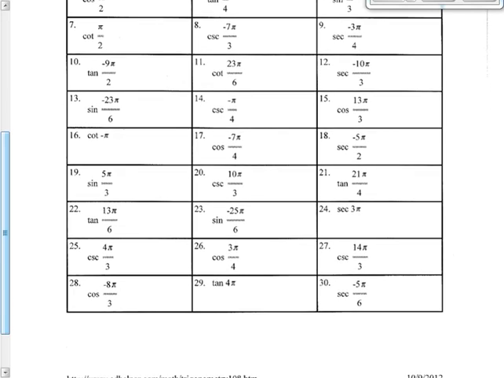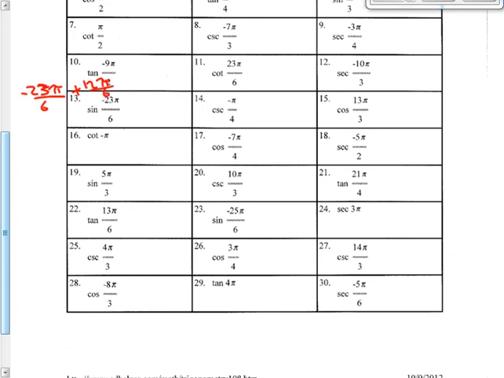So when I do, let's say one like number 13 here, I've got negative 23 pi over 6. Well, I can't necessarily find negative 23 pi over 6 just looking at the unit circle. But I can turn this negative 23 pi over 6 into a coterminal angle, 23 pi over 6. And the way that I do that is by adding 2 pi to it.